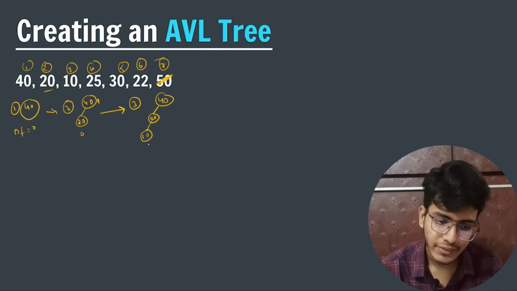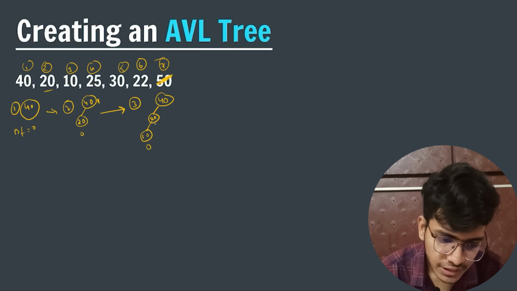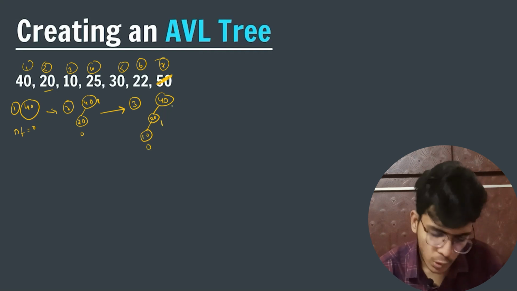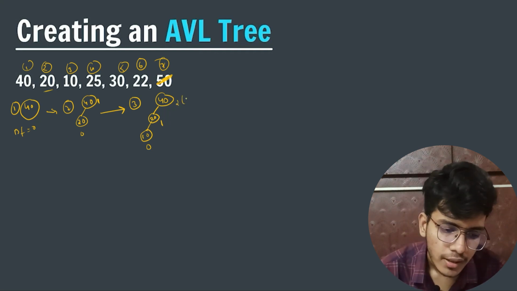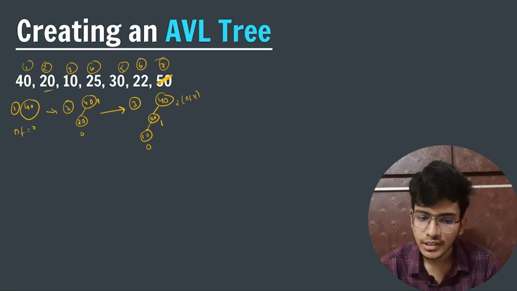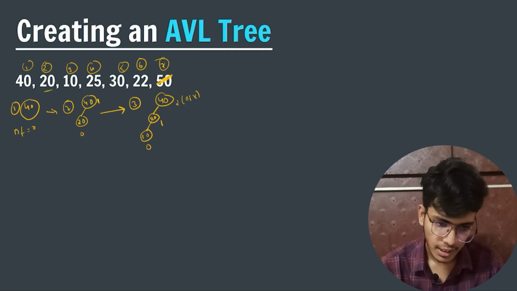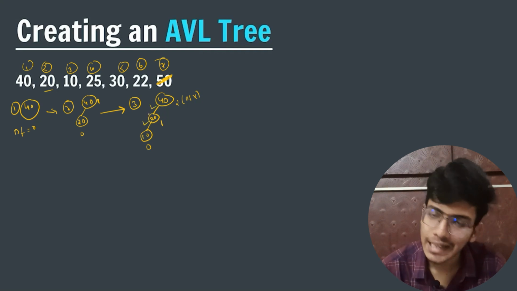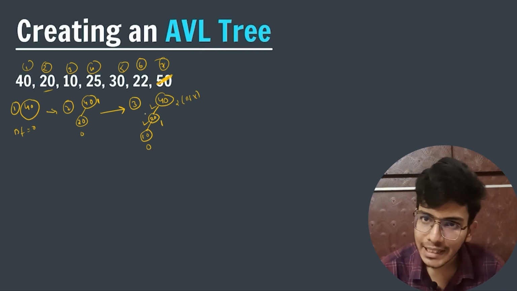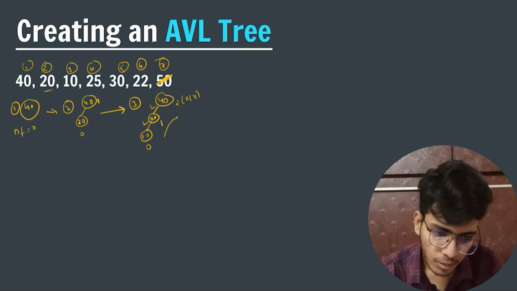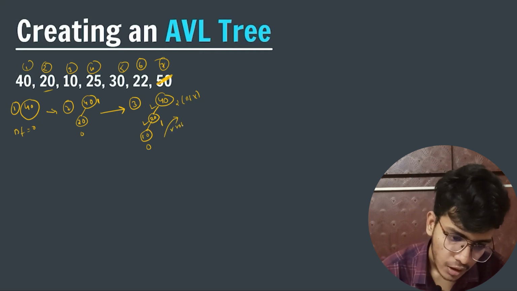Now check the balancing factor. The balancing factor for this is 0, and for this is 1, and for this, left height is 2, right height is 0. Now the balancing factor got disturbed. If the balancing factor got disturbed, I will check what case this is. Here, because of inserting on the left side, this is the LL case. If I get the LL case, I will perform right rotation.